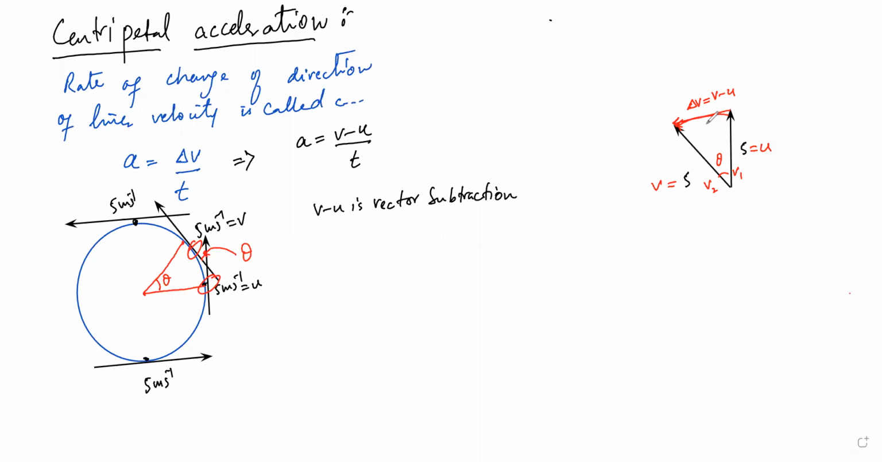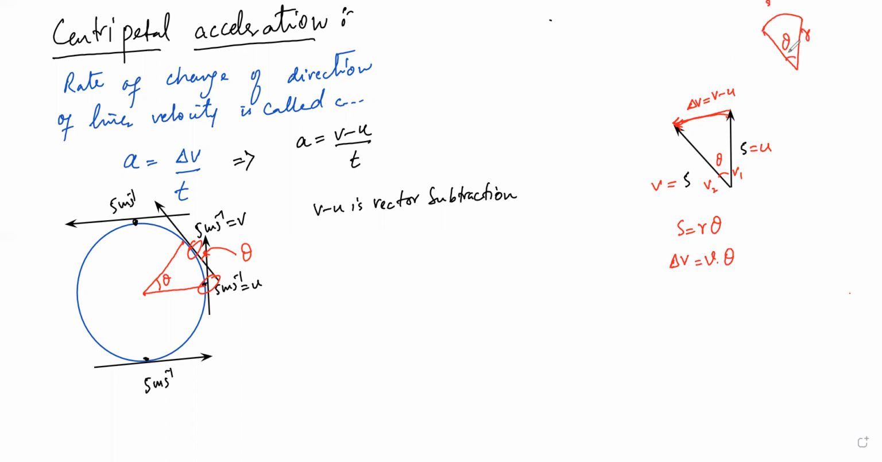Delta V is V minus U. You may consider that it's not a triangle, it's an arc. Remember, a sector. So you can apply the formula S equals R theta here. What is S? Delta V is S. What is R? R is V. And theta is theta. Just compare this: if this is arc length S, this is R, and this is theta.